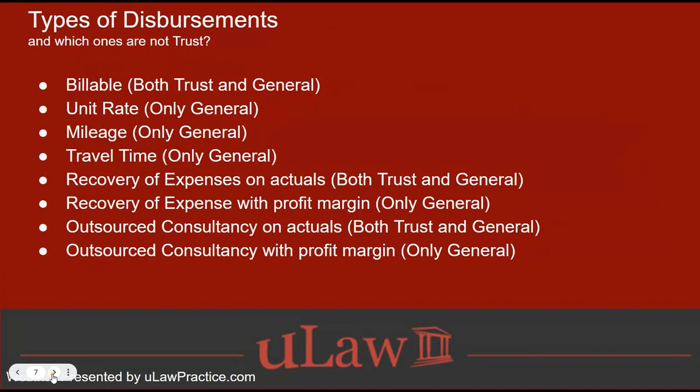Now, the types of disbursements and what are some of the best candidates for you to use the trust account. And we'll keep this simple. I know there's many examples here. As I mentioned, this is being recorded, and you can always come to this particular time to review all of this. But in general, the rule of thumb is any expense that you are paying on actuals and recovering on actuals are great candidates for trust, right? It could be recovery expense on actuals, could be billable expenses on actuals or consultancy on actuals. So as long as they're the exact amount, great candidates for trust.